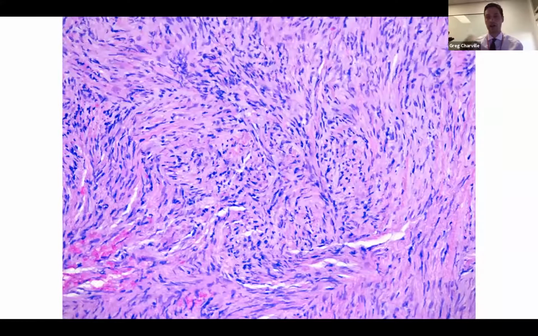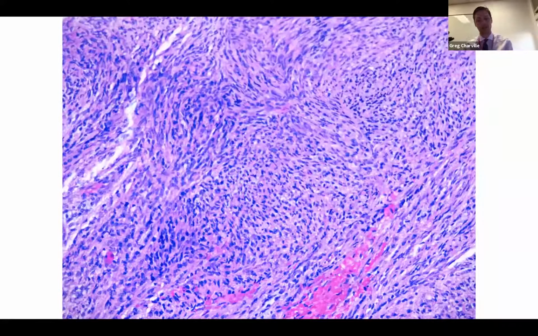And I think as an architecture, I described this, we felt like this was sort of short fascicles that were arranged quite haphazardly, almost a storiform architecture, I think, captured in this, maybe some extravasated blood in the background here. A more hypercellular area of this tumor, quite high cell density, some blood in the background again here. Again, that short fascicular architecture.